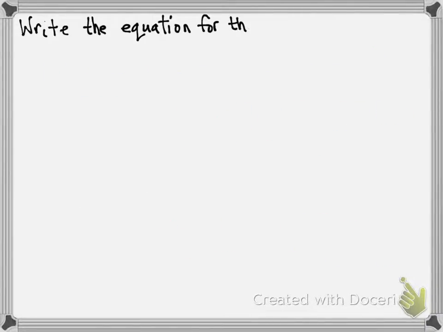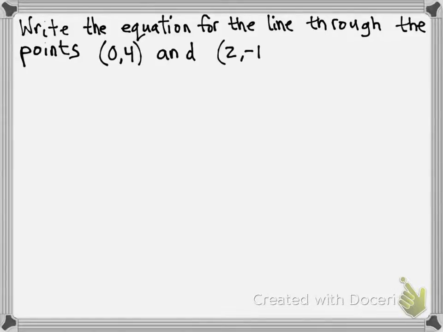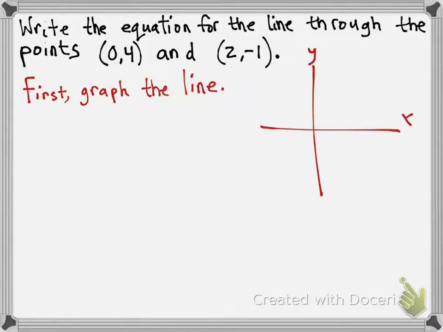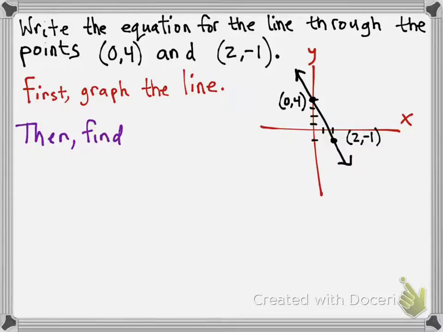All right, we're going to do an example where we write the equation for a line going through 2 points. We're going to have the points (0, 4) and (2, -1). One way that you can write the equation for this line is to go ahead and graph those 2 points and see the line, and then you can find the slope and the y-intercept from the graph. If we graph the point (0, 4) and the point (2, -1) and draw a line through that, this is our line. We can find the slope by seeing the rise over the run.